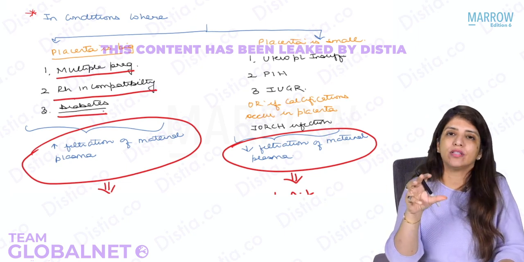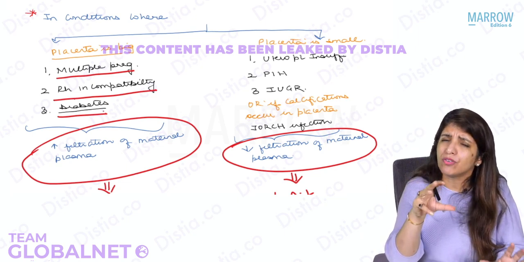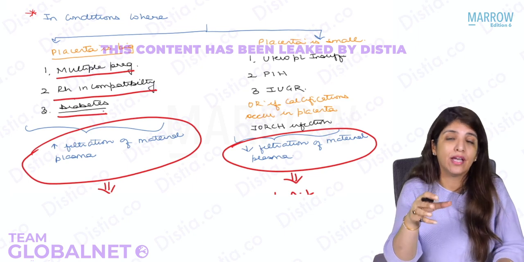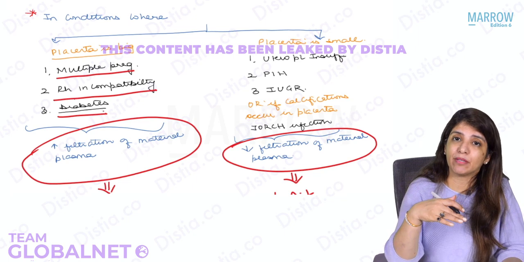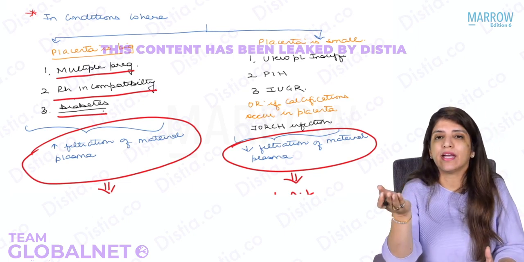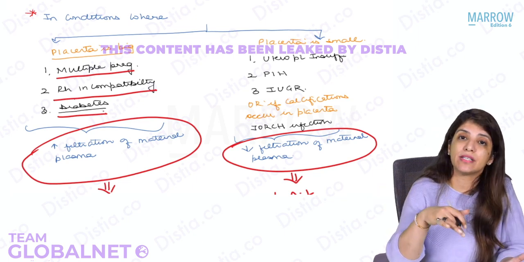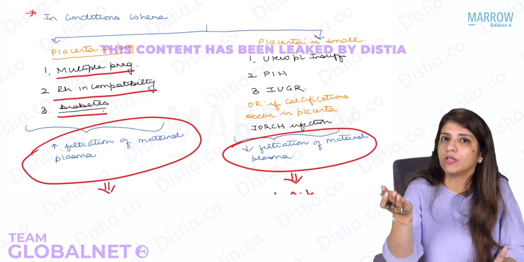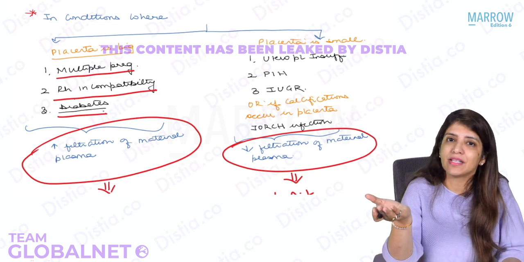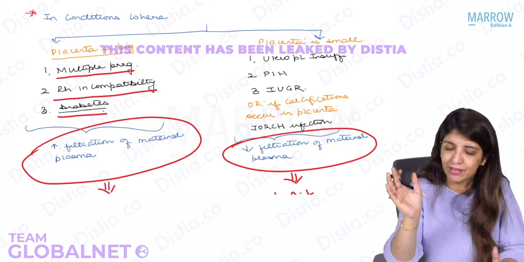Based on this, you can understand so many reasons, so many causes, why increased amniotic fluid is seen in RH incompatibility. Why is it that in PIH you get a decrease in amniotic fluid? Why is it that in neural tube defects or in abdominal wall defects you get an increase in amniotic fluid? Clear? Okay.